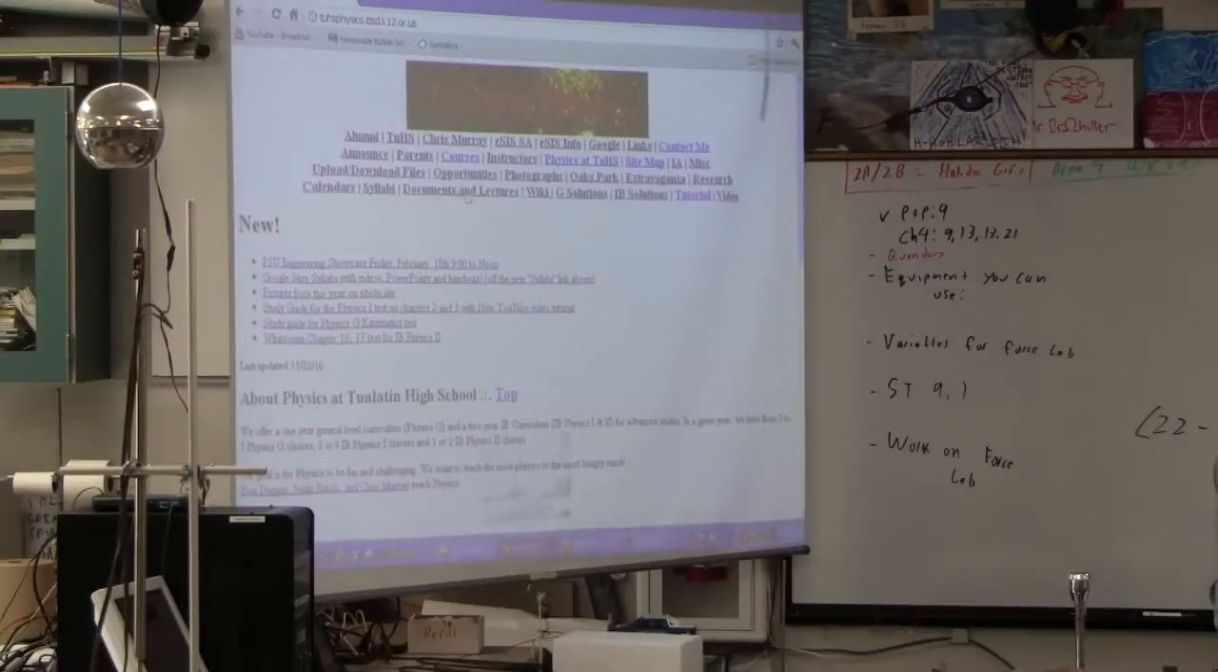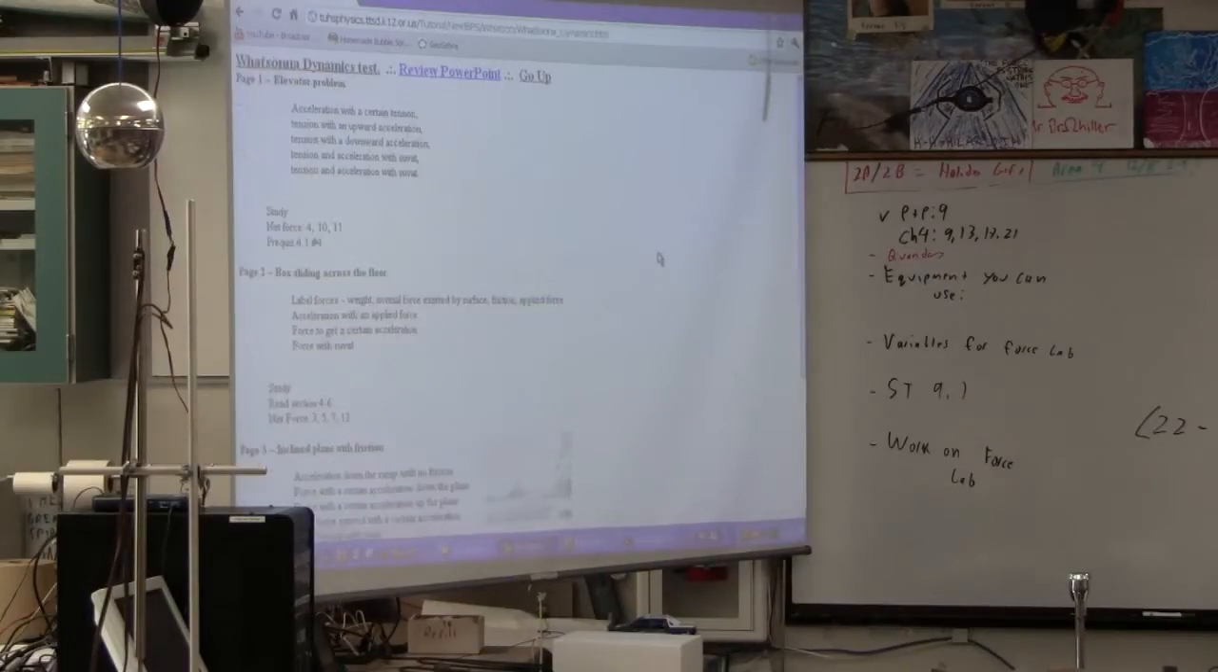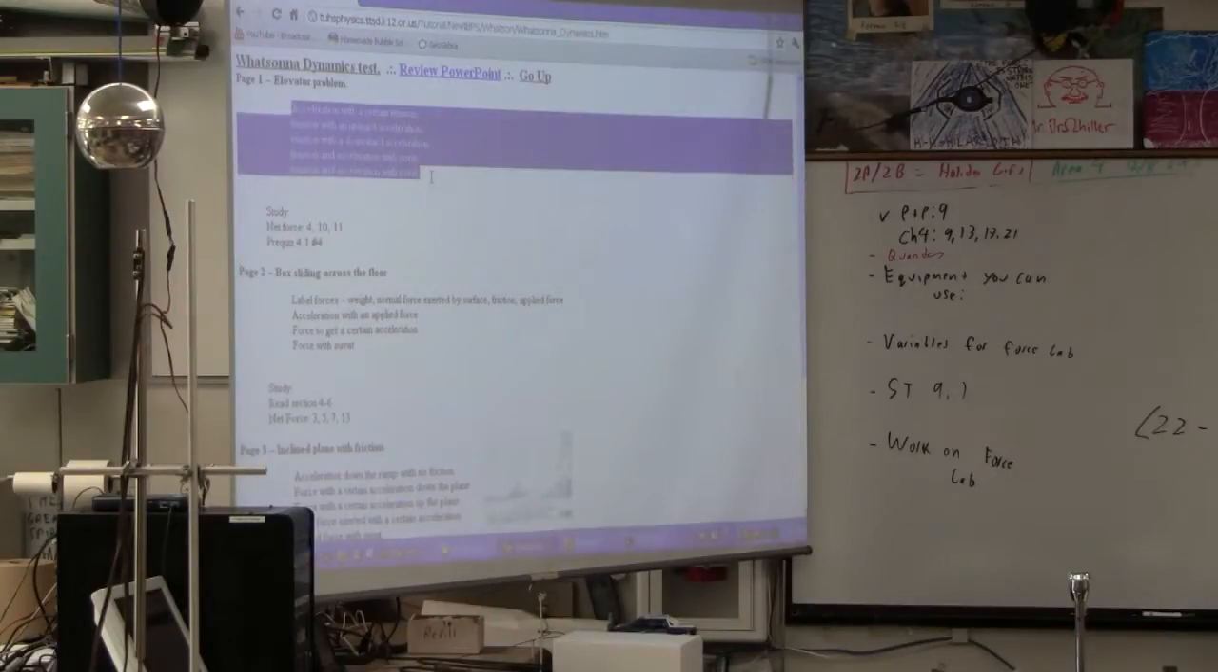Okay, so we'll zoom in there, right? Take a look at here, just go over to here, IB Solutions, right? We're in Dynamics, study questions for the Chapter 4 test, so click on that. And this is just everything, okay? I wrote these questions in net force. I wrote these questions on the test. They're the same questions, okay?